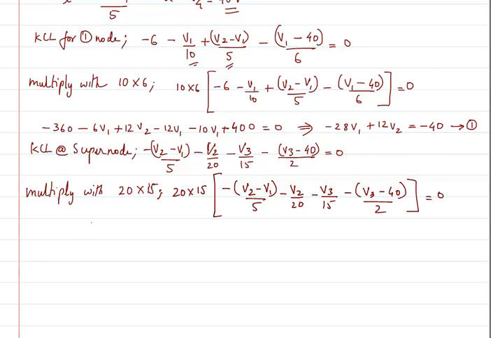So now when I'm going to multiply, 20 and 5, I'll get 4. 4 into 15 is going to be 60. So minus of 60 V2, minus minus becomes plus of 60 V1, minus of 20 will cancel off, so 15 V2 minus of 20 V3, minus of, now it is going to be 20 divided by 2, which will be 10. 10 into 15 is 150, so minus of 150 V3, minus minus becomes plus 40 into 150.